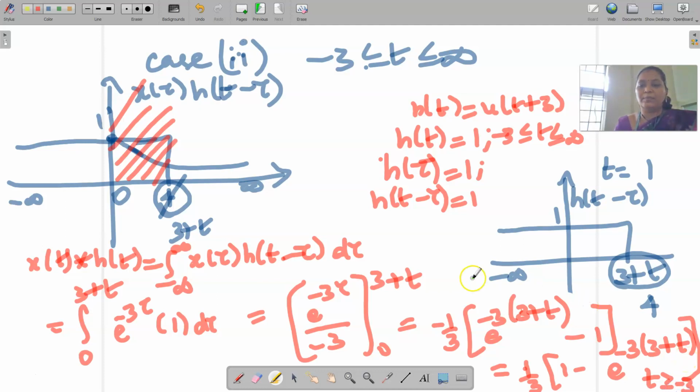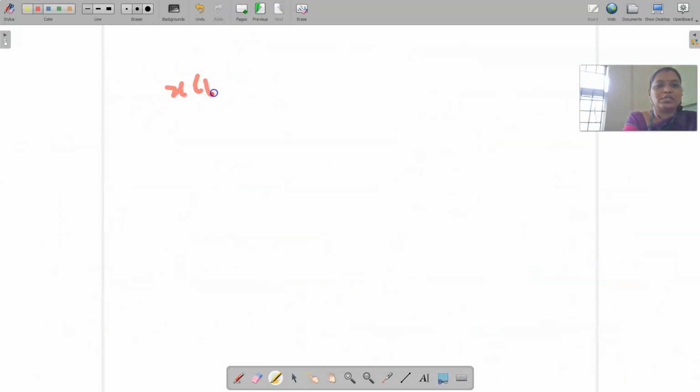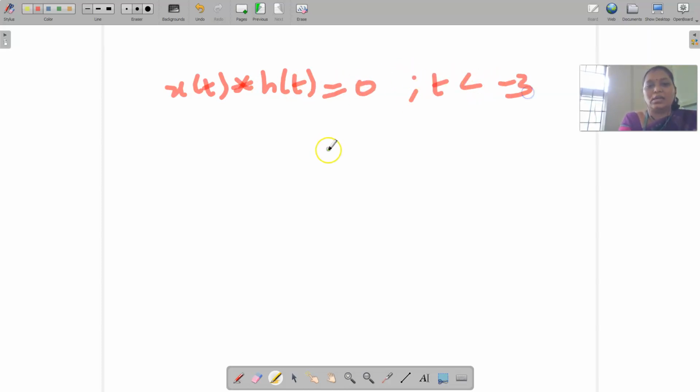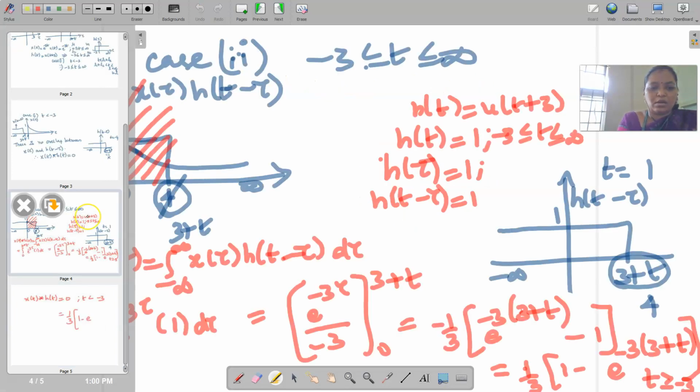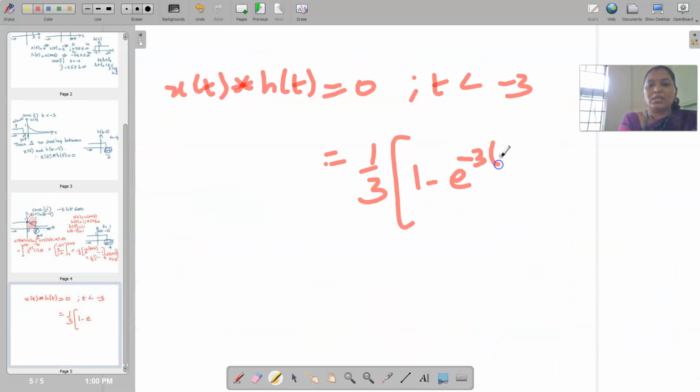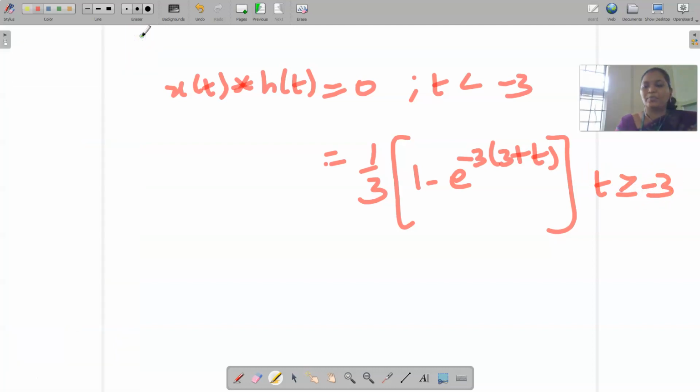So, finally, I can write your expression such that x of t star h of t is equal to 0 for t lesser than minus 3, and then it is equal to 1 by 3 into 1 minus e power minus 3 into 3 plus t, for t greater than or equal to minus 3. So, finally, you have to write the expression. Okay. Thank you.